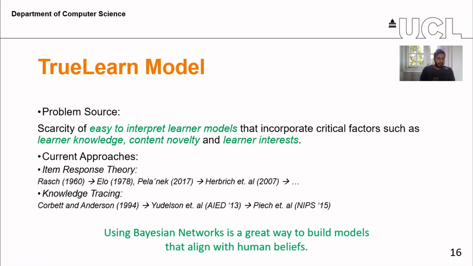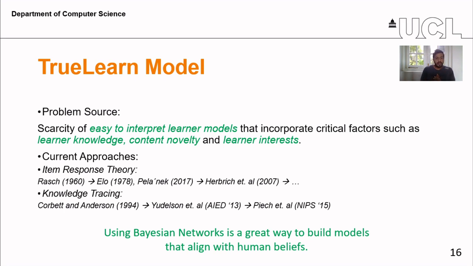And here one of the problems that we are trying to solve is to introduce a recommendation system that keeps an easy to interpret learner model that integrates critical factors of learning, such as the learner's knowledge, the amount of novelty that the content presents, and also the learner's interest.